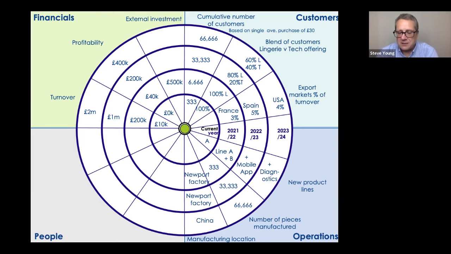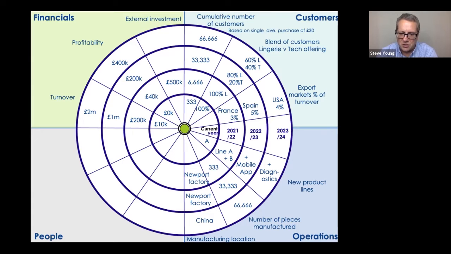If we were asked, and we probably would be by a VC or a funder or anybody else, how are you going to manufacture all those at such a good profitability? It may be that we might have to go out to China in year 3, but that would mean that we keep our Newport factory in year 2 and year 1.